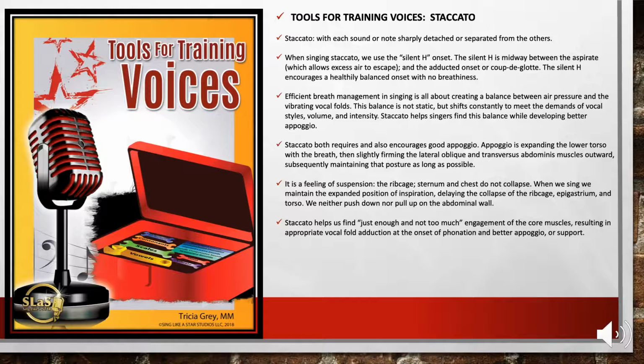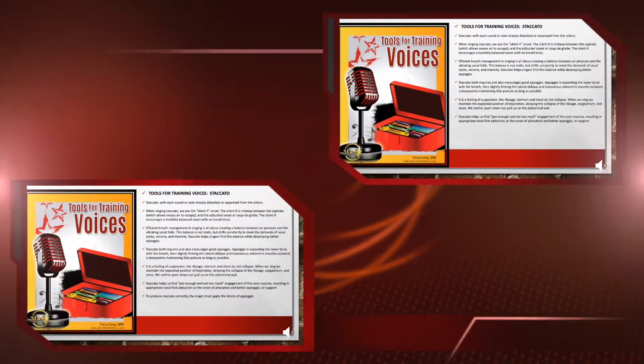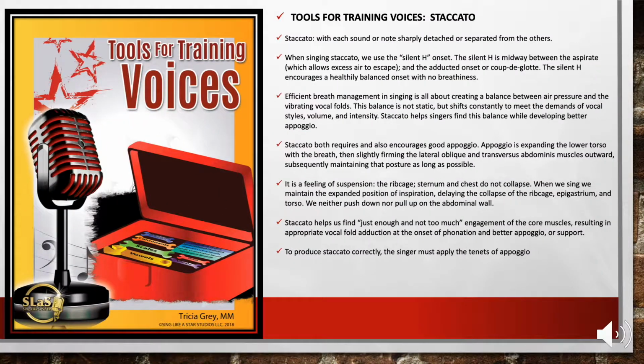Staccato helps us find just enough and not too much engagement of the core muscles, resulting in appropriate vocal fold adduction at the onset of phonation and better appoggio, or support. To produce staccato correctly, the singer must apply the tenets of appoggio.